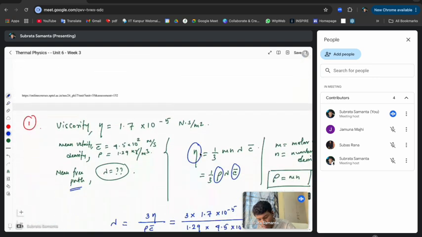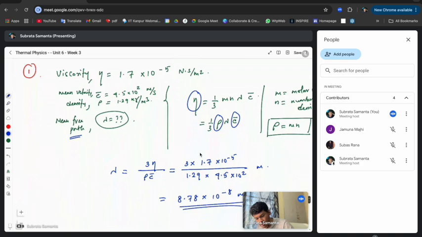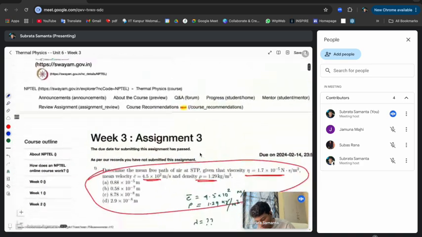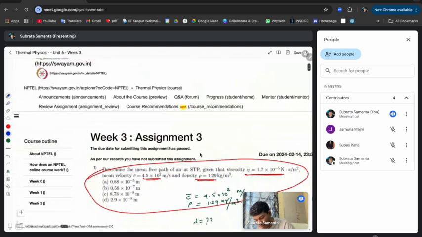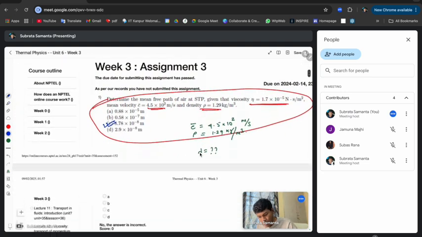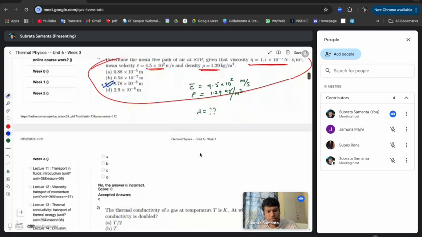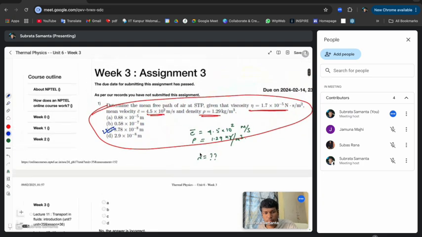8.78 times 10 to the power minus 8, yes. So option C is correct. Now, are there any questions so far? Okay, so I move to the second question.